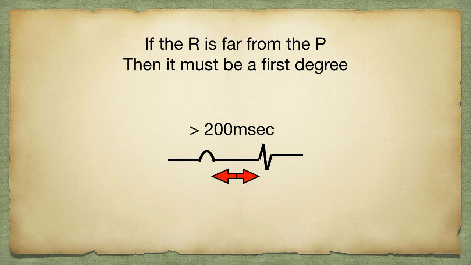So in a first degree heart block, this is when the PR interval is prolonged, greater than 200 milliseconds. So if the R is far from the P, then it must be a first degree.